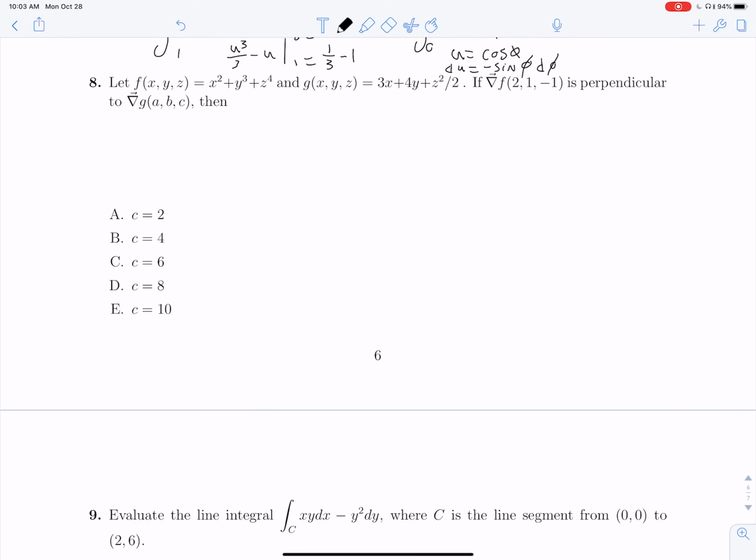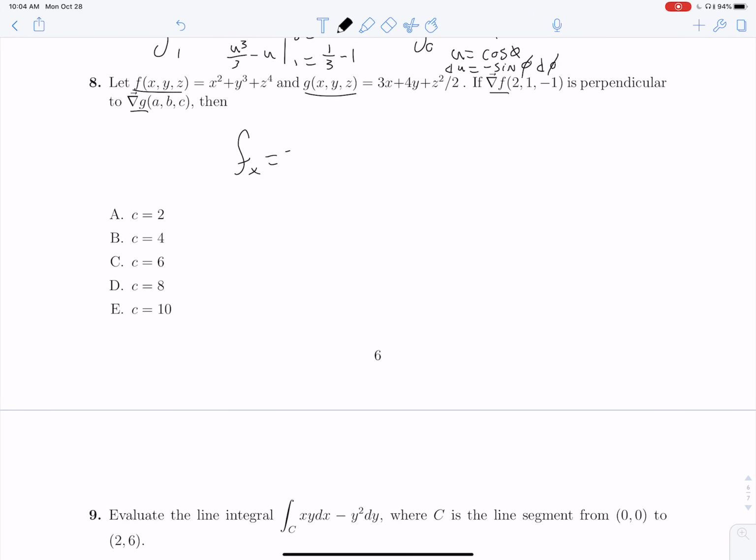Okay, question 8. They throw these weird little gradient algebra questions in here that really aren't that bad at all. It seems more like exam 1 material, but let's go. So let's see. We're given a function f. We're given a function g. We're not given any of their gradients. So let's just go take them all, because we see that we need both eventually.